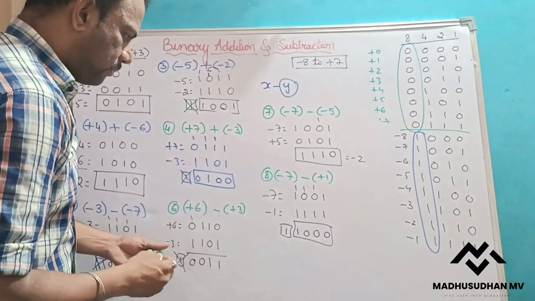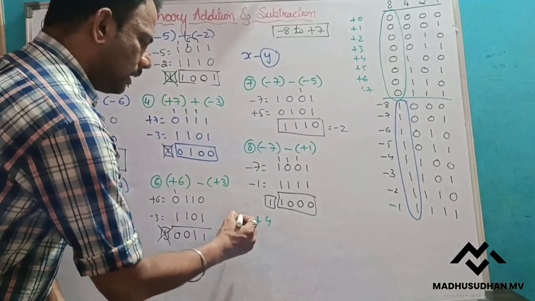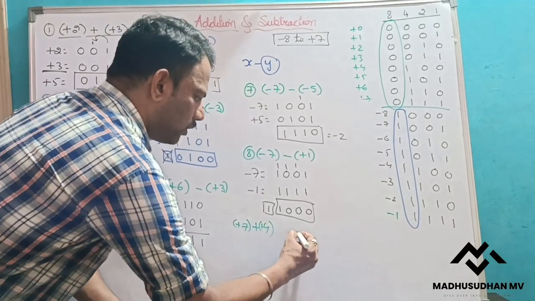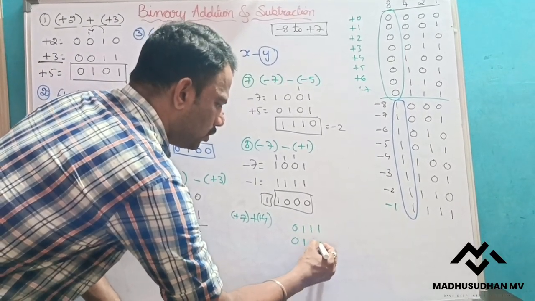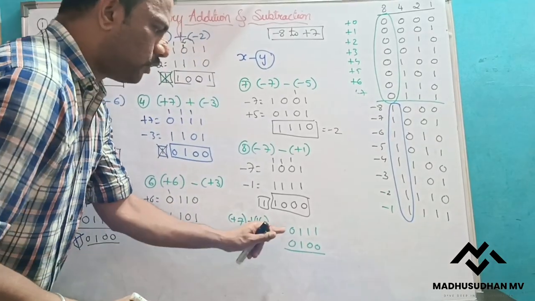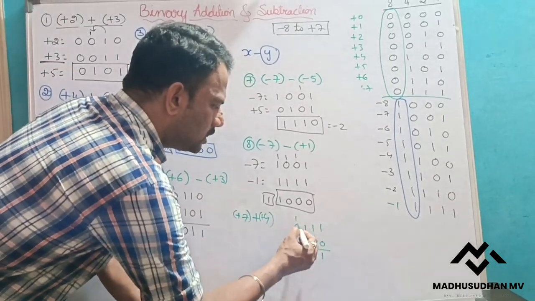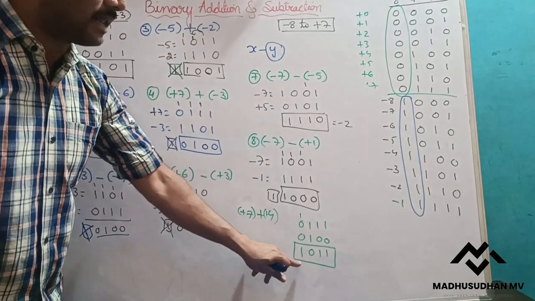So let us take plus 7 plus 4. Both are positive numbers only. This is plus 7, this is plus 4. Plus 7 is 0, 1, 1, 1 and plus 4 is 0, 1, 0, 0. If you add this, see both are positive numbers. Add 1, 1, 1 plus 1, 0. This is 0, 1. See, I didn't get any carry bit. But still the answer is wrong.